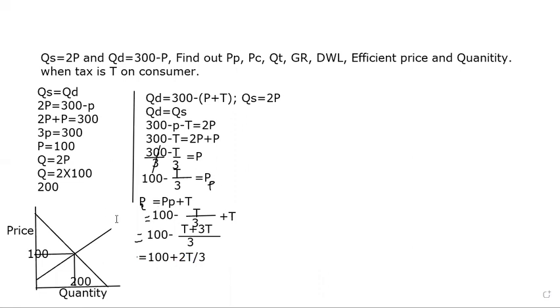So the price of the producer is 100 minus T by 3. Whatever the value of T will be, you can put it here and find the value. Then the price of the consumer is 100 plus 2T by 3.